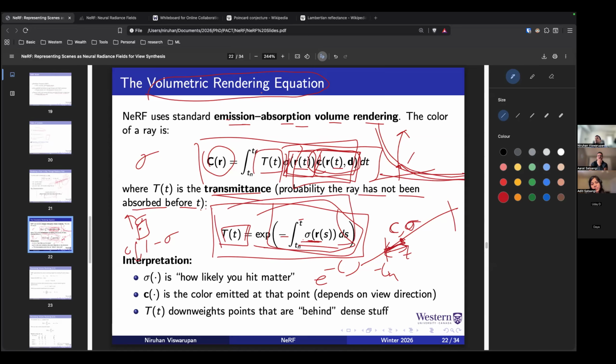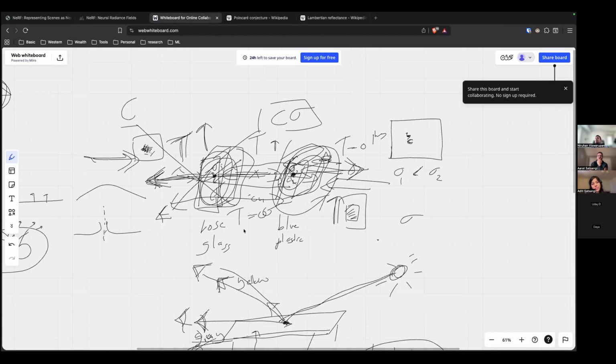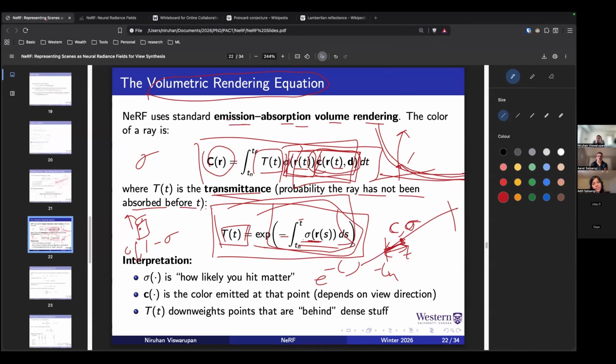So the basic notion is that you get it, right? If you are looking from an angle where the things in front of you have low density, then you need to go a very long distance to get all the information. But if you are looking from a direction that has very high density things up front, then you just don't care about things that are behind. So to do that weighting, you use this transmittance.